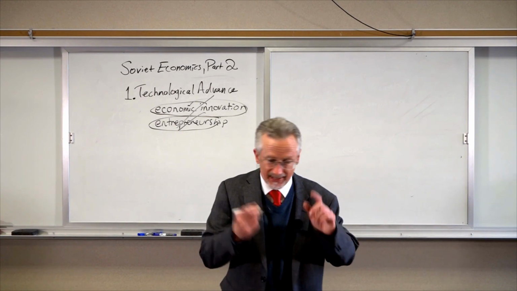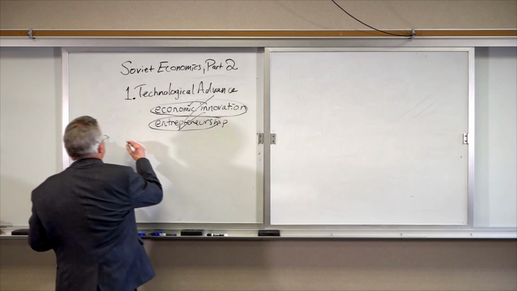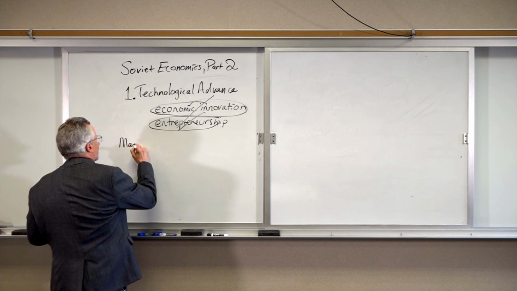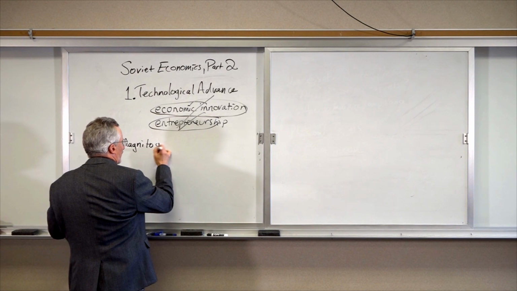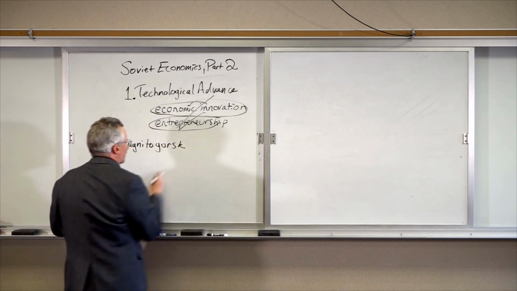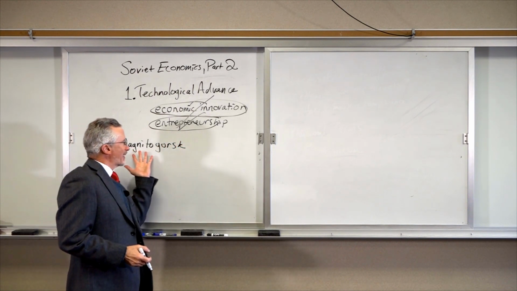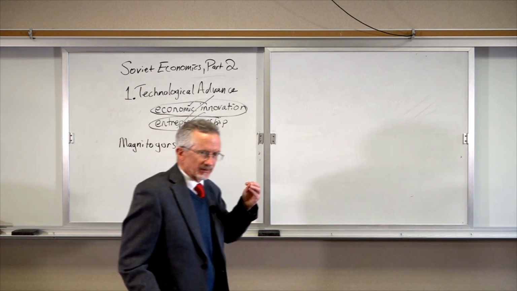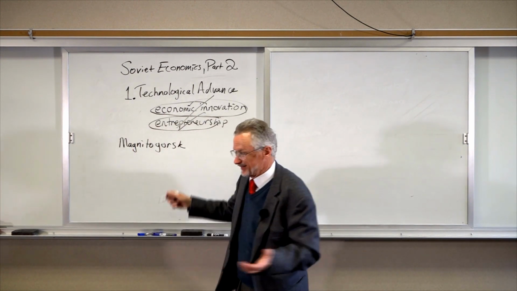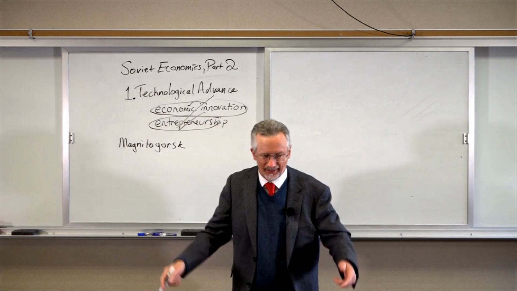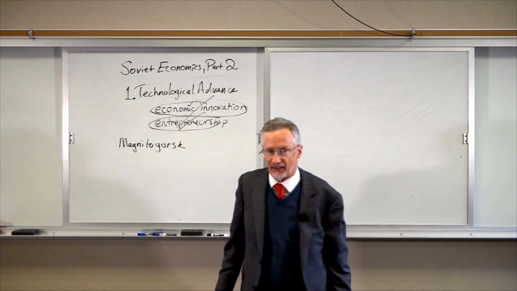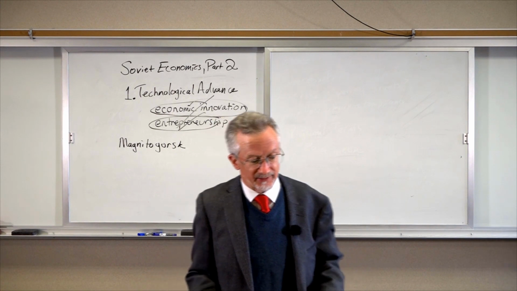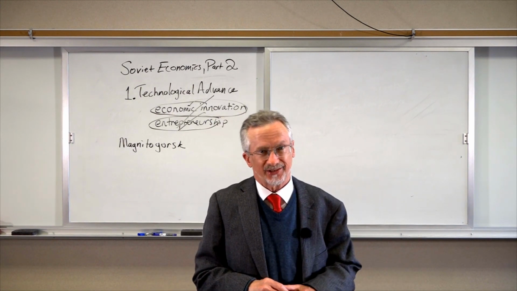Magnitogorsk, I mentioned. Russians are great at this. That means magnetic mountain. In the Urals, there is a mountain. It's basically just a big hunk of iron ore. And so, of course, the Soviets said, great, we're going to build a steel factory on top of that thing. And that's the name of Magnitogorsk, the world's largest steel firm.